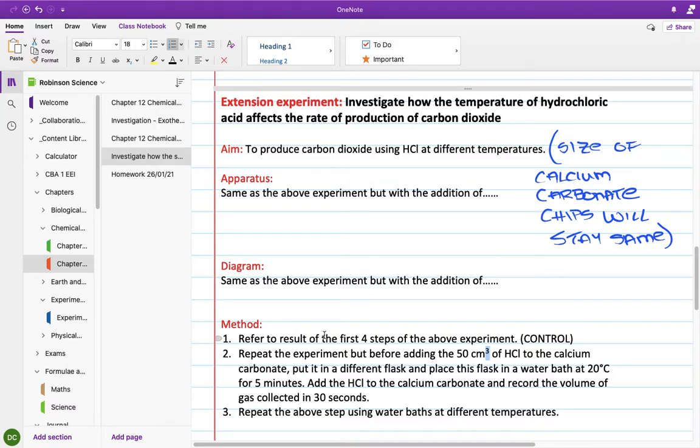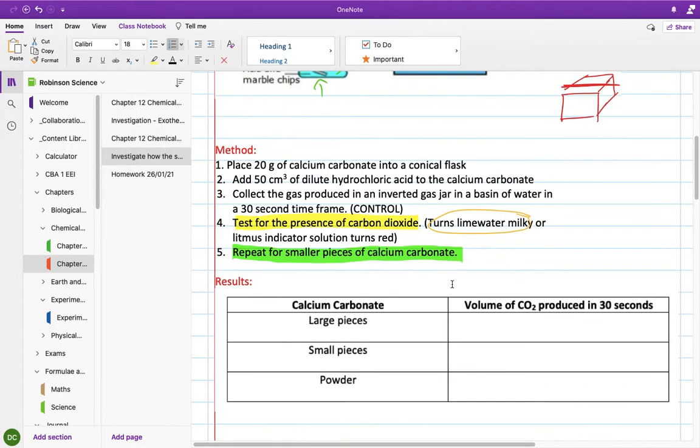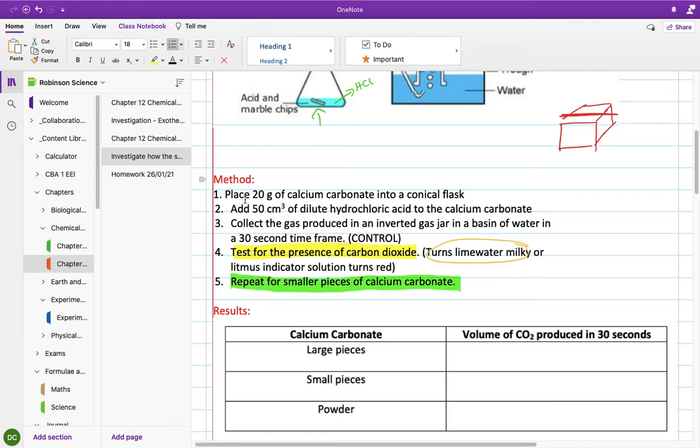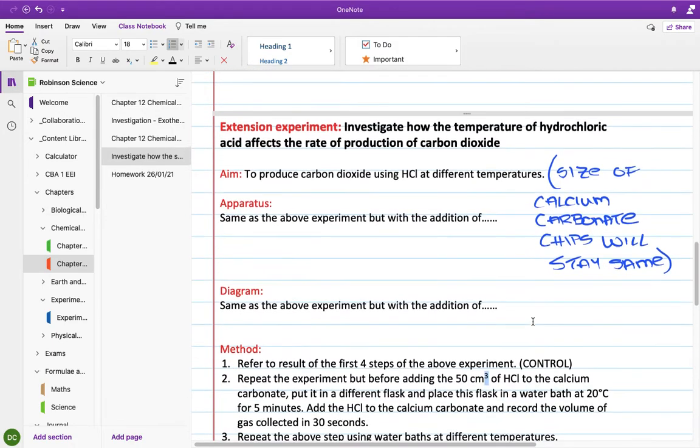So the method would be: refer to the results of the first 4 steps of the above experiment. If I go back up here, the first 4 steps were placing 20 grams of calcium carbonate into a conical flask, adding 50 cm cubed of dilute hydrochloric acid to the calcium carbonate, and collecting the gas produced in an inverted gas jar in a basin of water in a 30-second time frame. That's going to be your control. So we won't do that again. You'll just take the results from the previous experiment, what volume was produced.